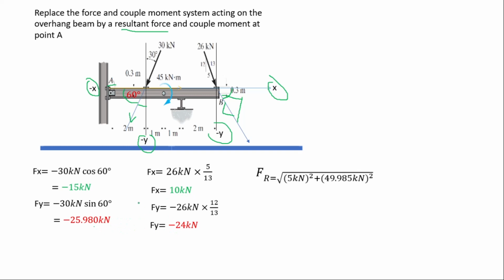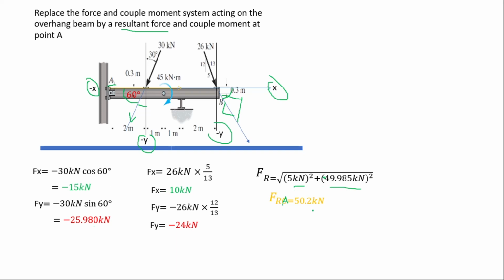After doing that, you find the resultant, that is the square root of 5 kilonewton squared plus the y sum squared. You can put the negative there, and when you square it, you get the same. So when you do that correctly, you're going to get the resultant force at A. We have added these two components, and when you do that correctly, you're going to get 50.2 kilonewton.